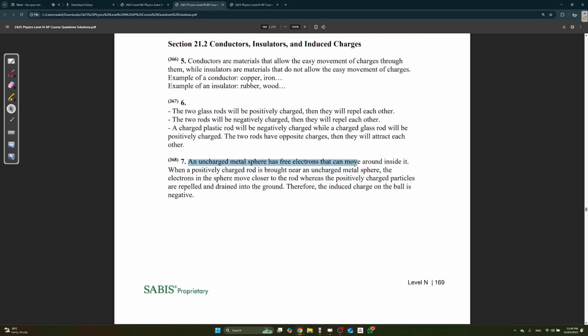Okay, yeah. So an uncharged metal sphere has 3 electrons, whatever. When a positively charged rod is brought near it, the electrons will move closer to the positive rod, right? Therefore, the induced charge is negative. Okay, I forgot to mention this. They are repelled and radiating to the ground.